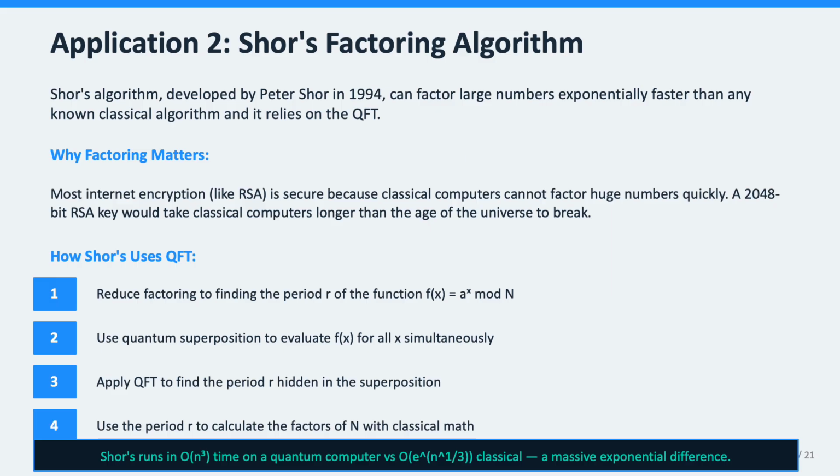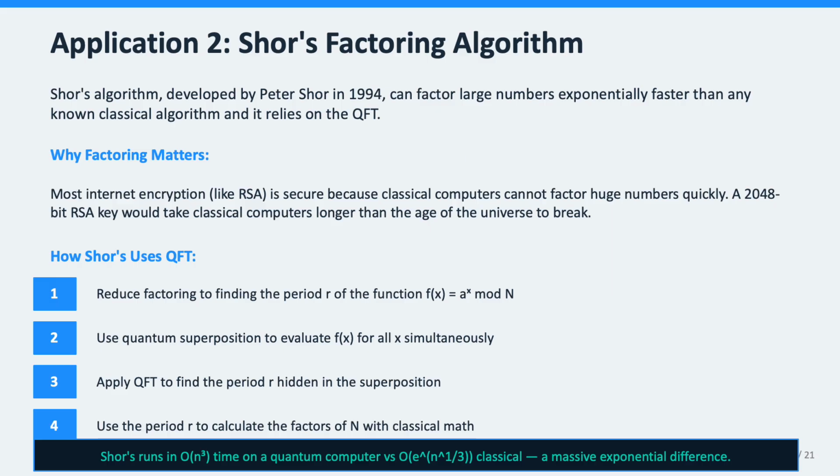Shor's algorithm, published by Peter Shor in 1994, is probably the most famous quantum algorithm ever discovered. It solves the integer factoring problem. Given a large number, find its prime factors exponentially faster than any known classical method. This matters enormously because most internet security today is based on the hardness of factoring large numbers. The RSA encryption system, which protects online banking, email, and web browsing, would be broken by a large enough quantum computer running Shor's algorithm. Here is how it works at a high level.